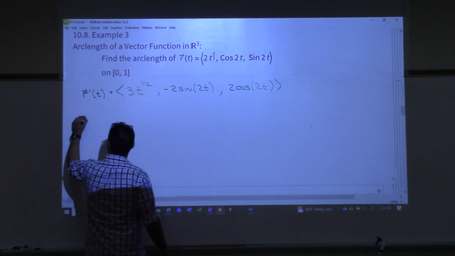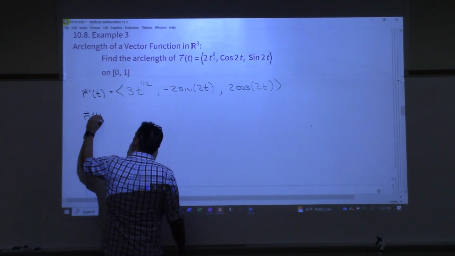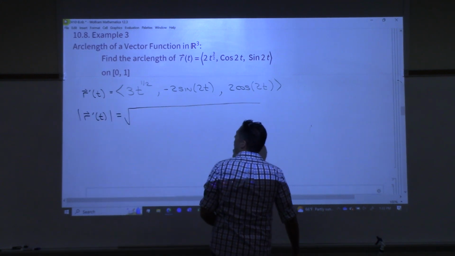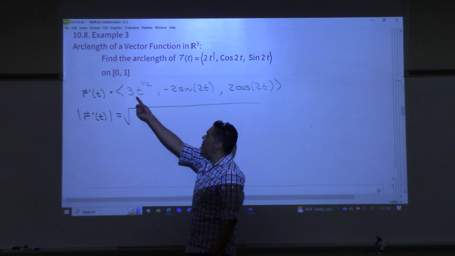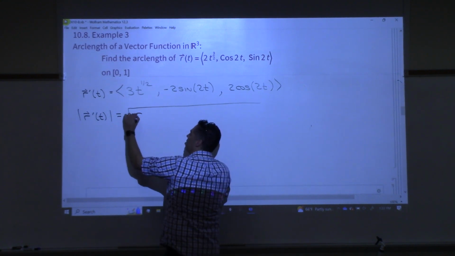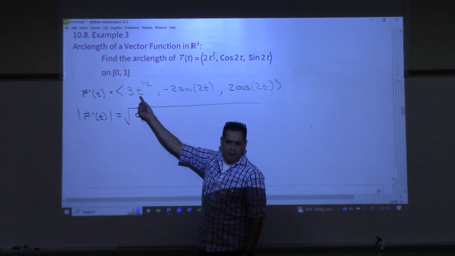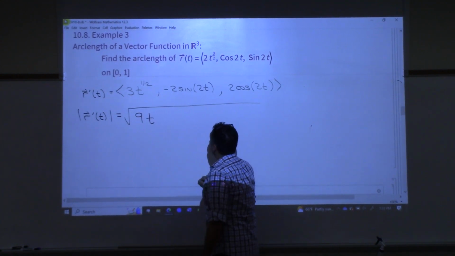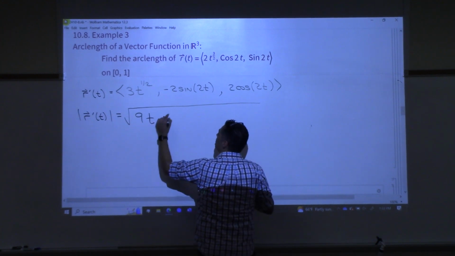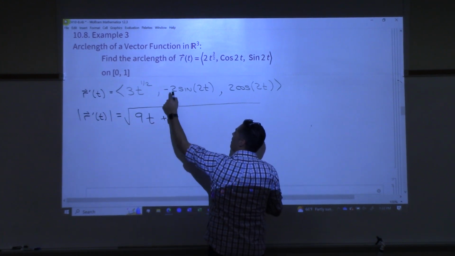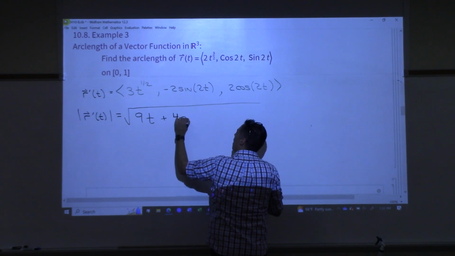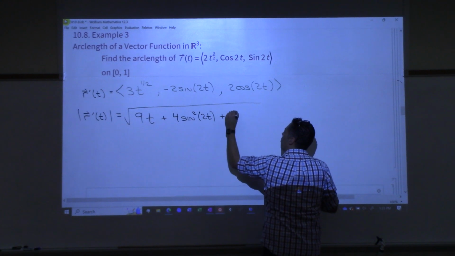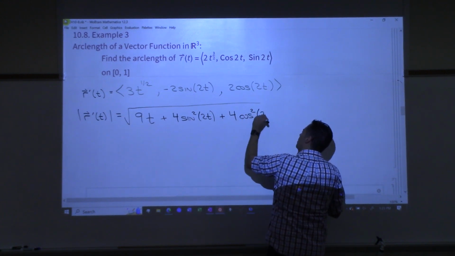Magnitude. All right, so the magnitude of this, I'm going to take the square root of the sum of all of the components squared. So if I square this, I square the 3, get 9, and this is the same as the square root of t. So I square root of t, I just get t. And then let me take my time here. When I square this, I get a 4 from the -2 times -2. When I square the sine, I get sine squared 2t. And then plus here again, I get a 4, and then now a cosine squared 2t.